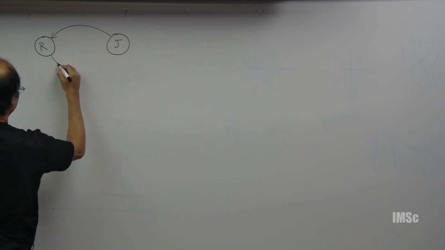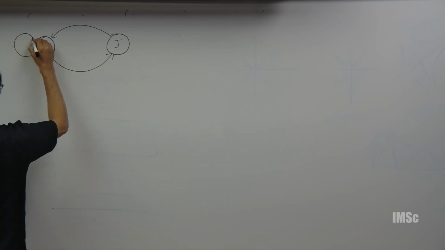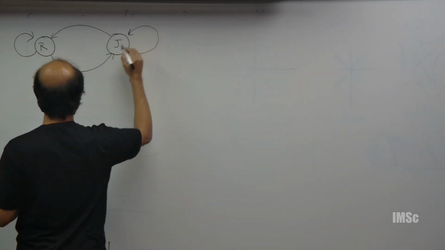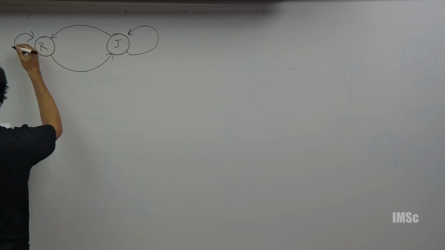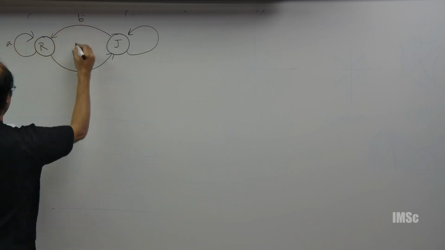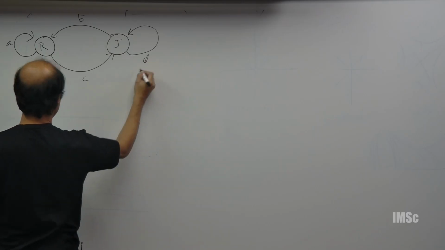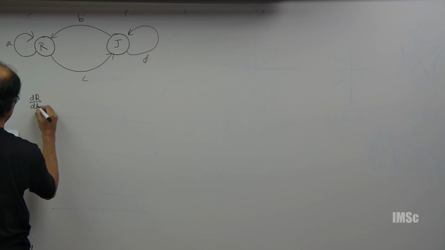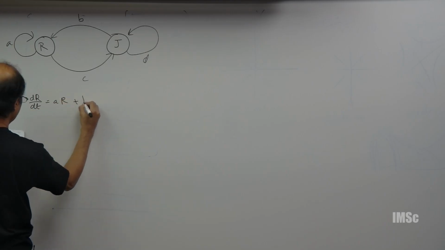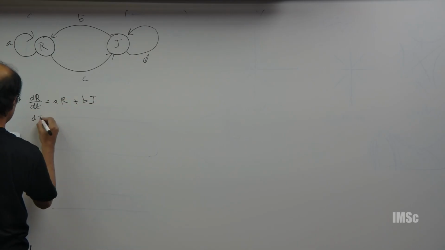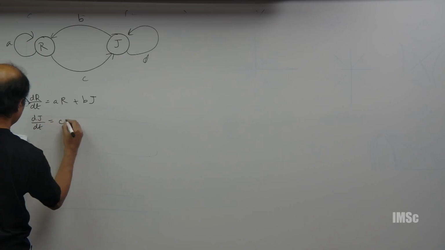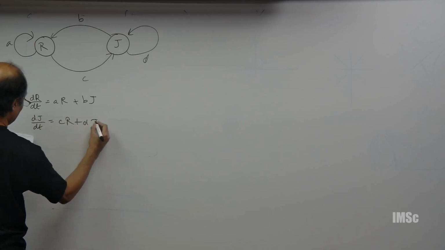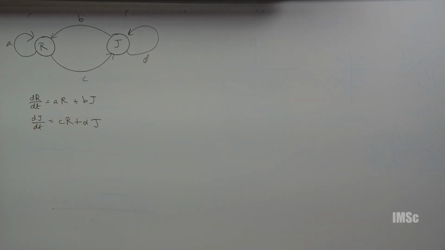Okay, so the most general form that I can take is this, where I just call these A, B, C and D. So, in other words, the general form is dR/dt equal to AR plus BJ, dJ/dt equal to CR plus DJ. And now just by changing the sign and the magnitude of A, B, C, D, I can look at different styles of love affairs.